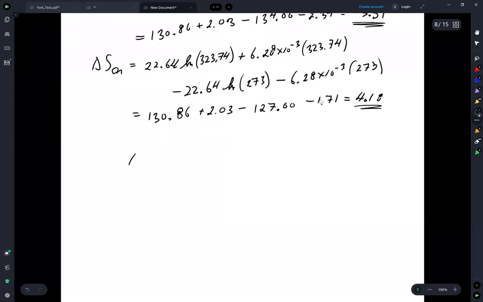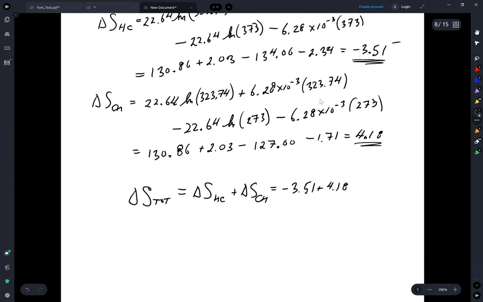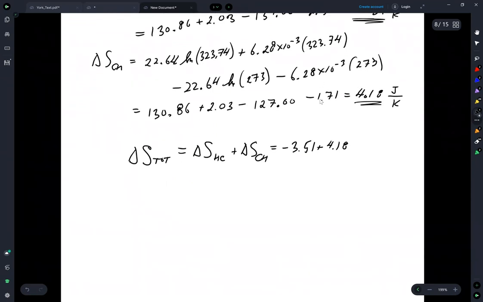Which means delta S total is equal to delta S hot to cold plus delta S cold to hot, which is equal to minus 3.51 plus 4.18. This is joule per Kelvin. I should keep my units coming along here. That is equal to 0.67 joule per Kelvin.